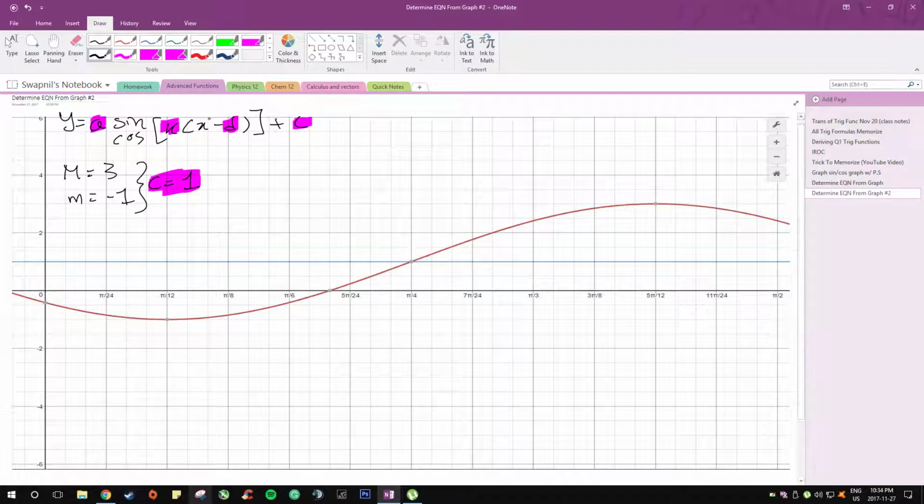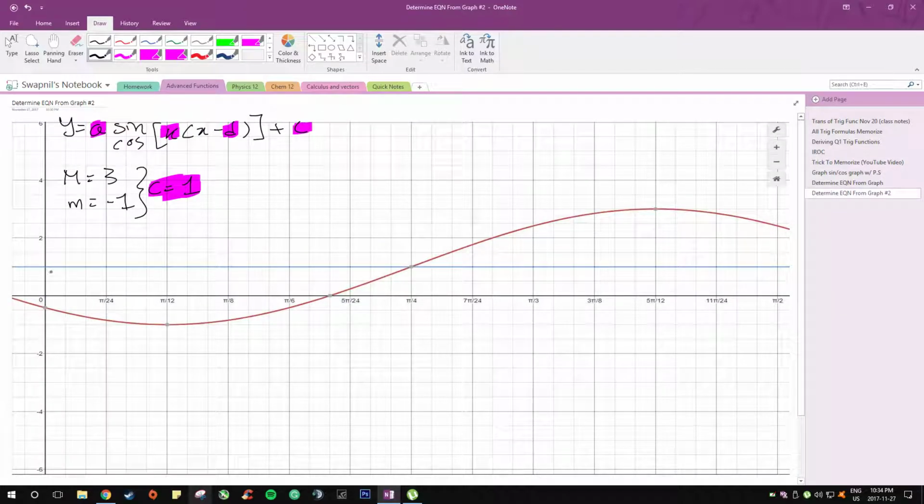Now let's go on to k. This right here on the y-axis shows the c value. Now to find k, we need to know what the period is first, because if you remember, the equation for the period is 2 pi over k. So switch these around and you get k equals 2 pi over the period.